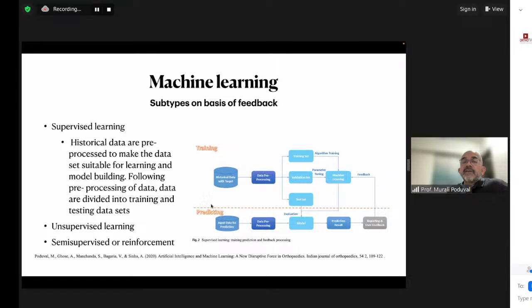So if you look at this little flow chart, you see historical data with target. You know what you want to get. You have data, you have input, you have output. You pre-process the data and you clean it. You remove the noise in that, and then distribute it into a training set, a validation set, and a test set. The training set is put through with the paired input-output data, whereas the validation set undergoes parameter tuning, and both of them are subjected to the algorithm.